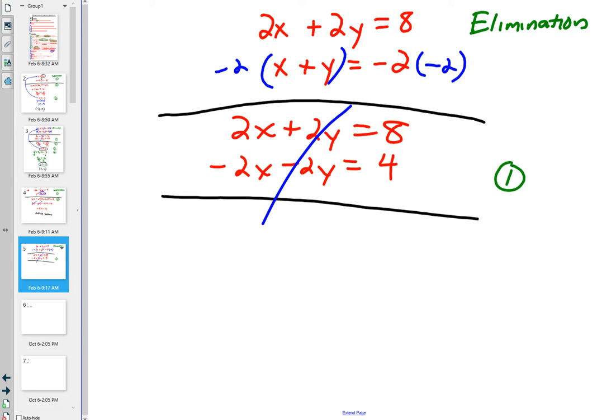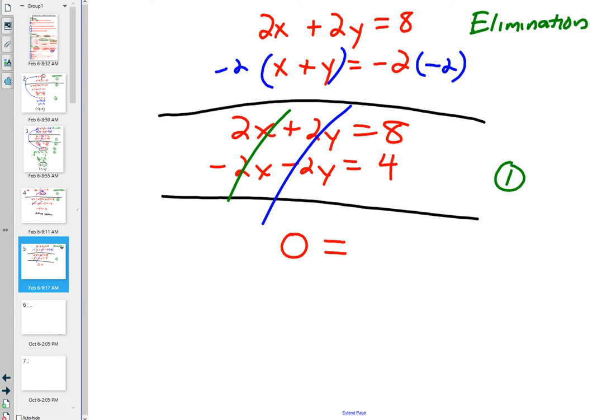But when I go to add, because it's elimination by addition, it happens to be that the x's cancel out too. Well, hold on. Because everything is gone on the left side, what actually is left on the left side? 0.